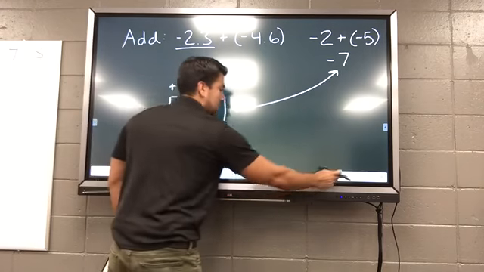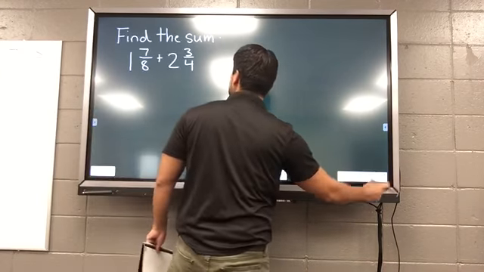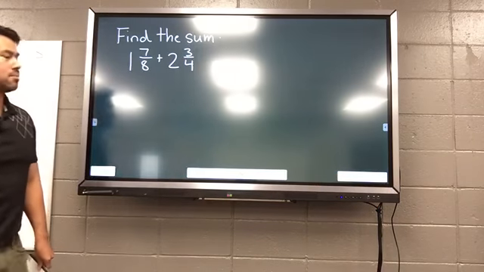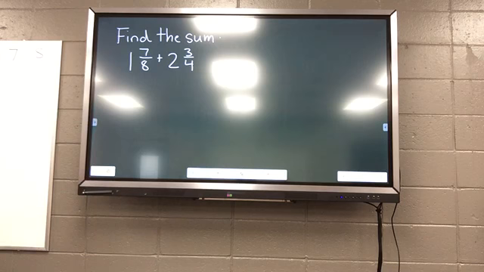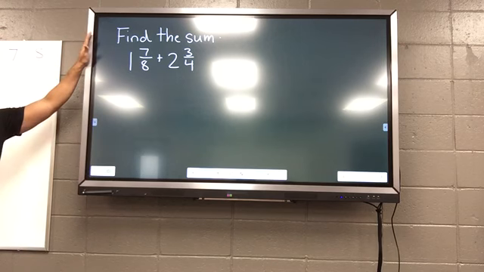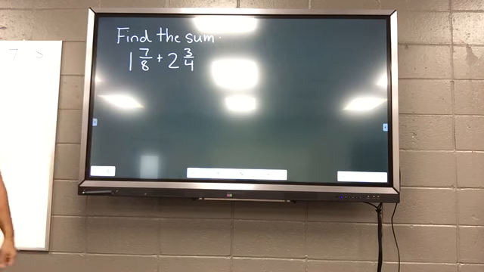Okay, next one is dealing with mixed numbers in this case, or mixed numbers and fractions. So here it says find the sum. So what is it asking you to do? Add. That's all it's asking for. What does find the sum? Well, what does sum mean? The answer to an addition problem. So what's the answer to this addition problem?